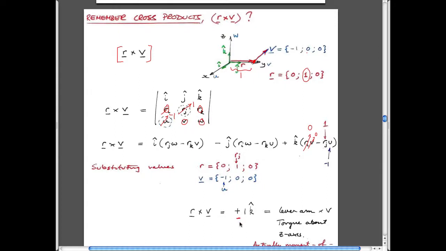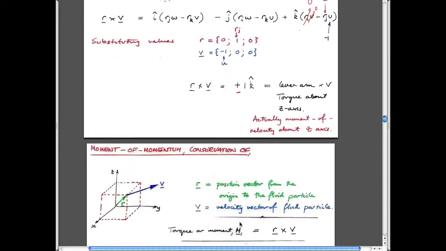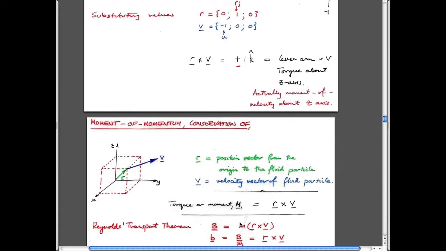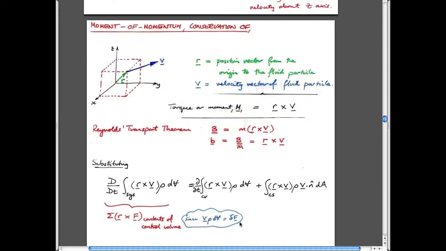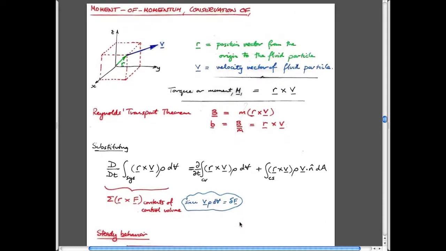Okay. So that's cross products and how it relates to what we're doing. Having said that, you don't need to know that. You just need to be able to use this in a slightly abridged version. I'm not going to go through this, but you remember that before we used Reynolds transport theorem, we had mass times velocity, and we had this extensive property and the intensive property, which is just this divided by mass. But now we have a velocity multiplied by a lever arm.